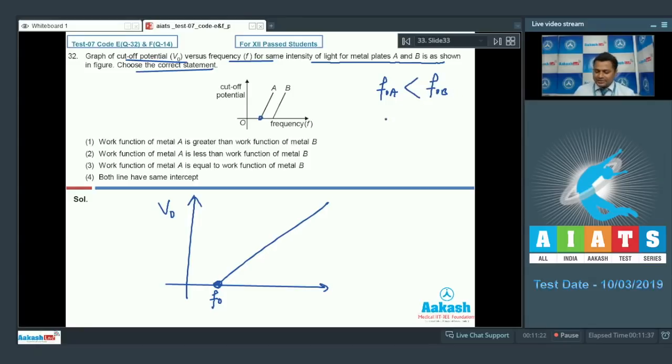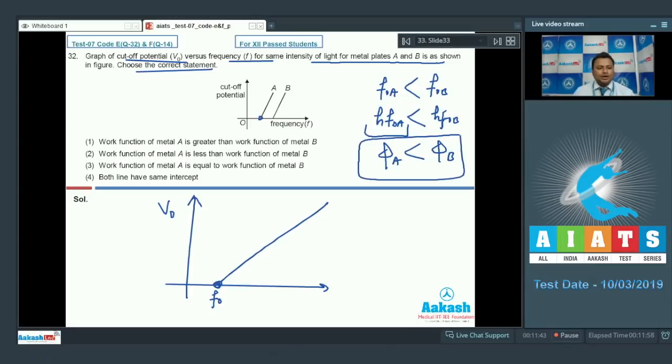Therefore, work function, that is h into threshold frequency, so h F0A will be less than h F0B. Means work function for A is less than work function for B. So now let us check the options. Work function of metal A is greater than the work function of metal B goes wrong. Option number 2, work function of metal A is less than work function of metal B, absolutely correct. We have proved it. So we'll go with option number 2. Now let us proceed to the next question, that is question number 33.